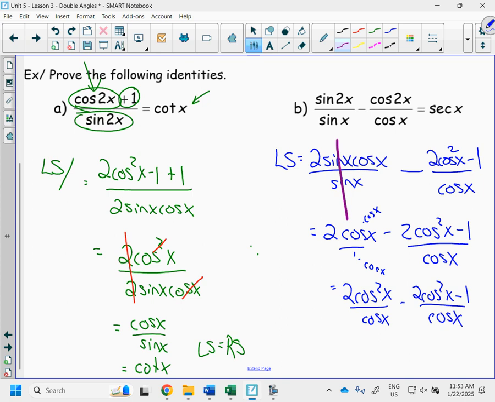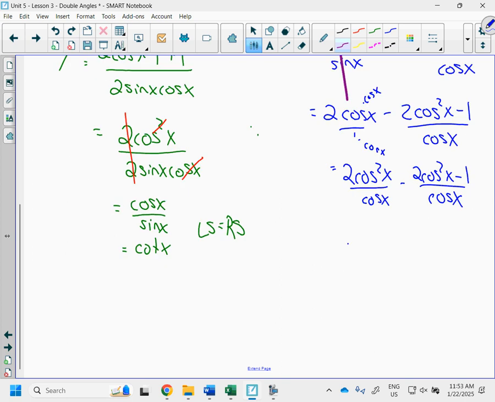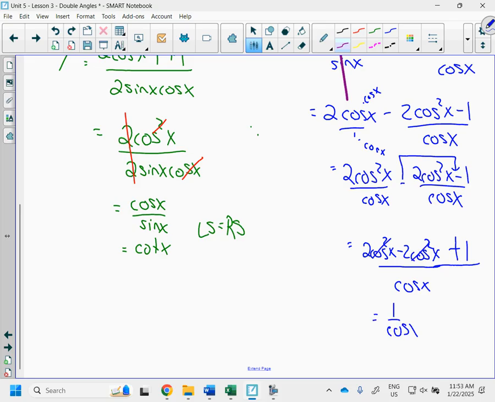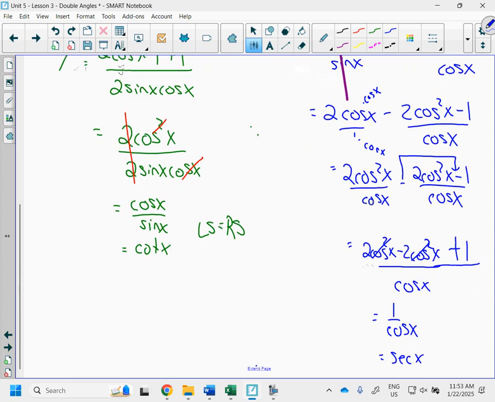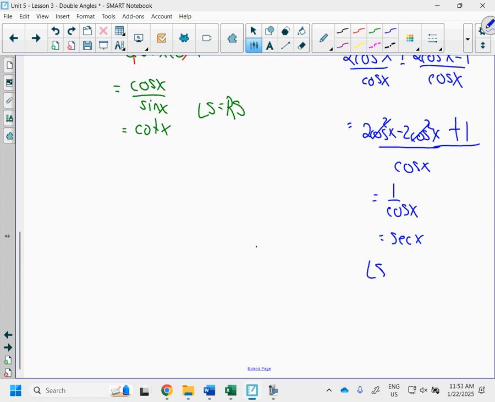Oh, I see what's going to happen here. Maybe you guys do too. If we write this as a single fraction, I'll get 2 cos squareds minus 2 cos squareds. Be careful with the next part, though. It's actually a plus 1, right? It's minus. These two cancel each other out, and I get 1 over cos x. That's just the same thing as saying secant x. And I'm pretty sure that's what we wanted. And look at that. We just proved our left side was our right side.